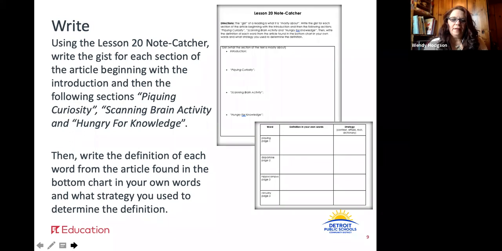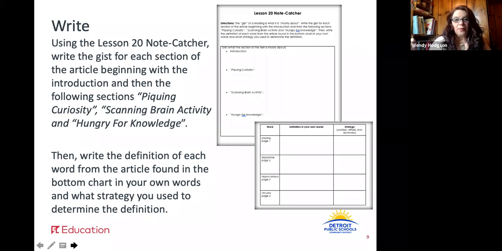All right, thank you so much and welcome back. So this is a little bit heavier because you have to trust yourself that you do know, not the main idea, but really the gist. What are they telling me about piquing curiosity? And a lot of this article is about researchers and what they found. Try to stay in their messaging when you're doing a gist statement. It's just really one sentence or an idea. What is it mostly about?